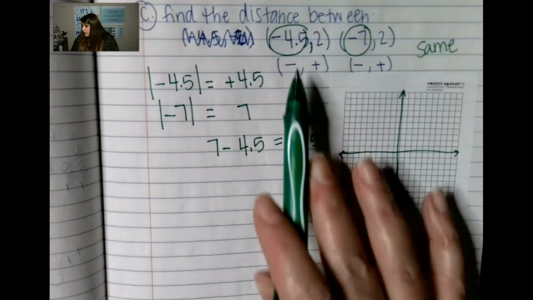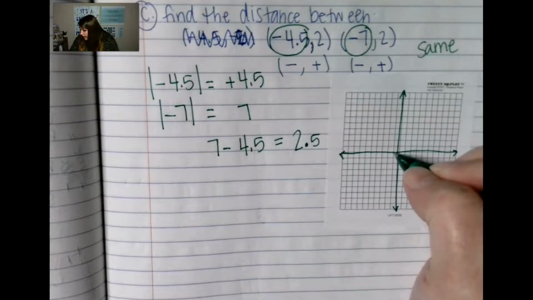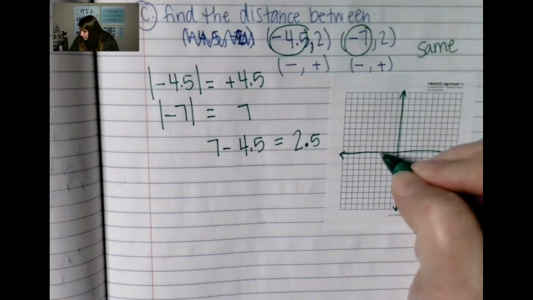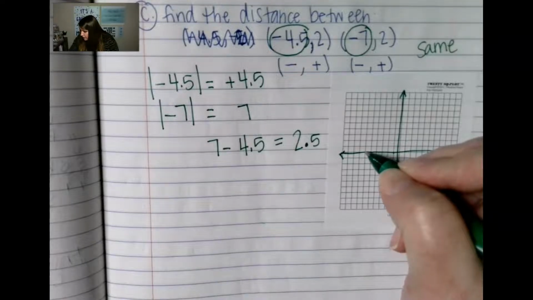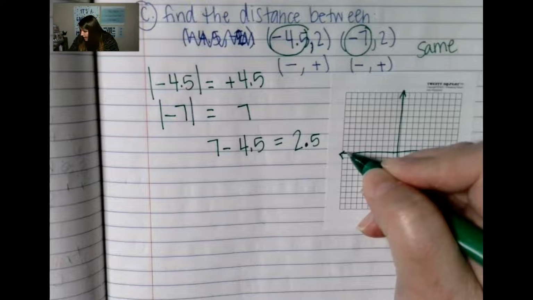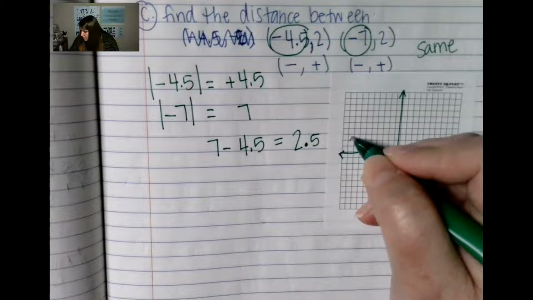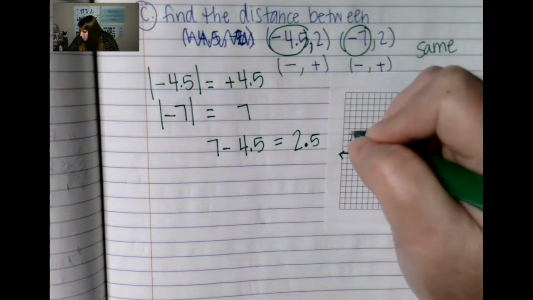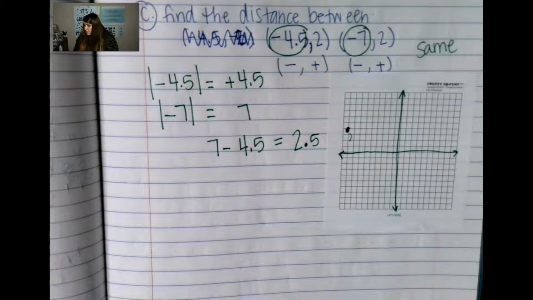All right, so we've got -4.5, 2. So here's a half, here's 1, here's a half, here's 2, here's a half, here's 3, 3 and a half, 4, 4 and a half. And then we want to go up 2. So up half, here's 1, 1 and a half. Oops. 2. All right, so there is our first point.